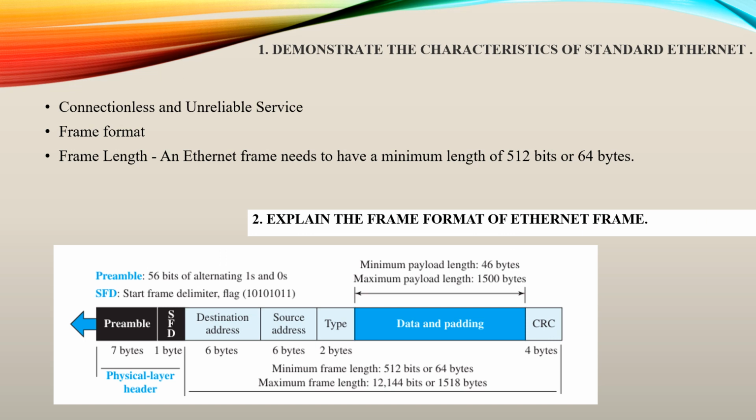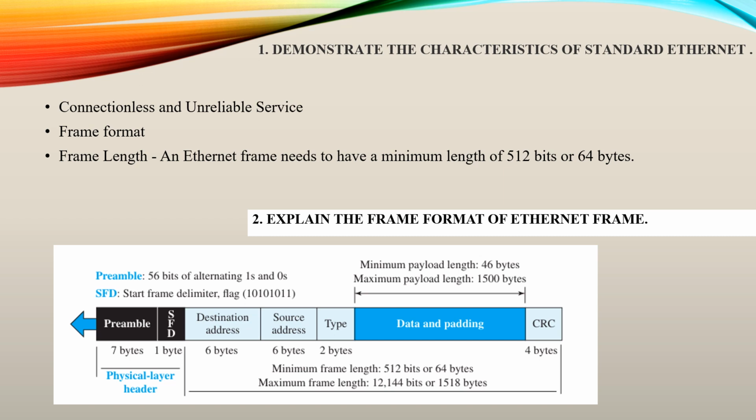First question, demonstrate the characteristics of standard Ethernet. These are the three important characteristics of standard Ethernet: connectionless and unreliable services. It is called connectionless because the frames that are sent from one end to the other end are independent of each other and are not connected. It is wireless. Unreliable services is because, being wireless, there will be more loss of data. That is why we term it as unreliable services.